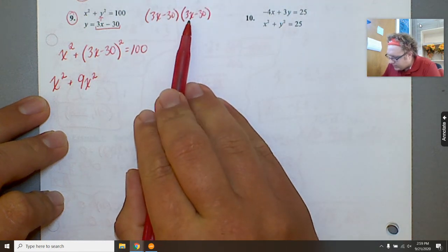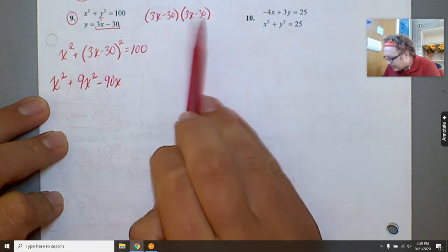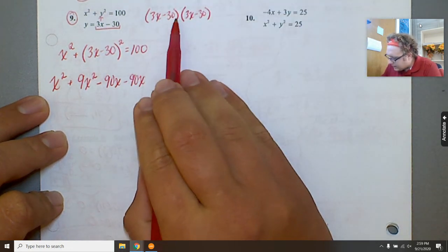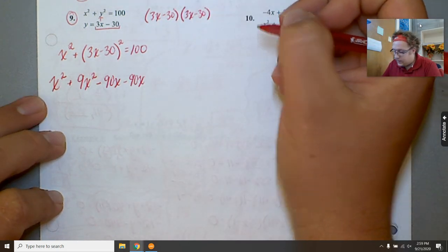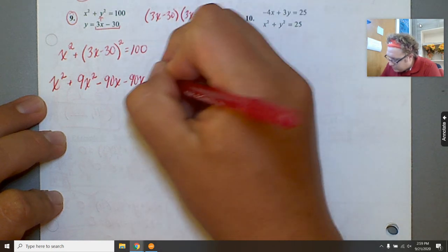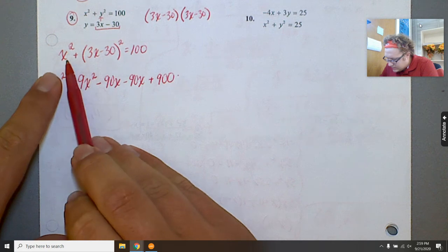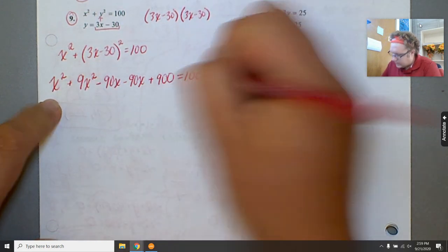30 times 3, that's going to be minus 90x. Another 3x times negative 30 gives us minus 90x. And then negative 30 times negative 30. Well, 3 times 3 would have been 9, so we get another 0 and a 0. That's going to be plus 900. And did we get everything? x squared plus y squared equals 100. I'm just going to write equals 100.